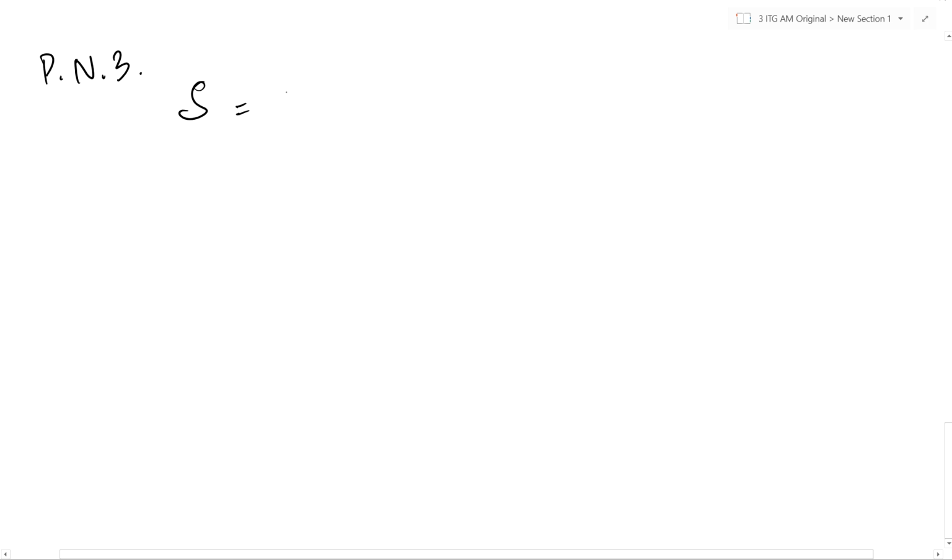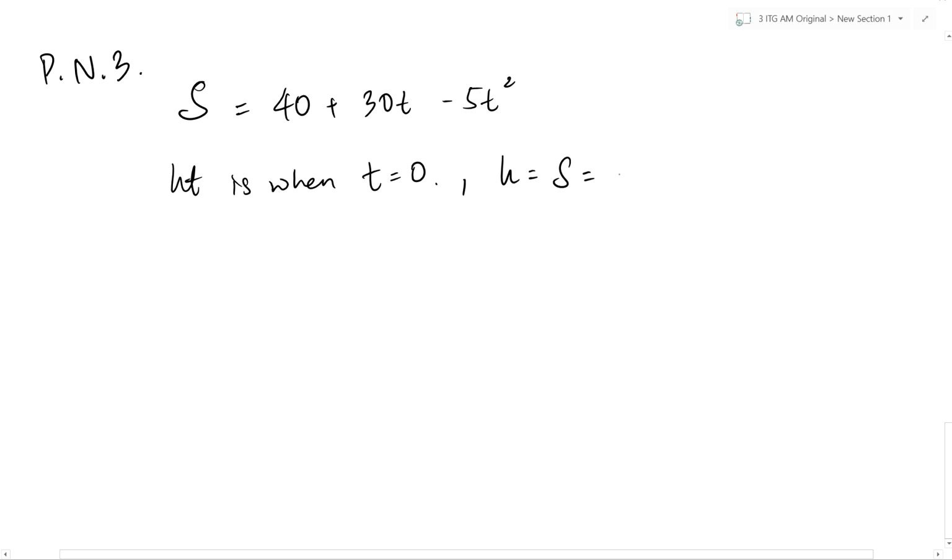S = 40 + 30t - 5t². Height of building: height is when t equals 0, because it starts from the top of the building. So height equals S equals 40. Done. 40 meters. Don't overthink things. Part 2, velocity.